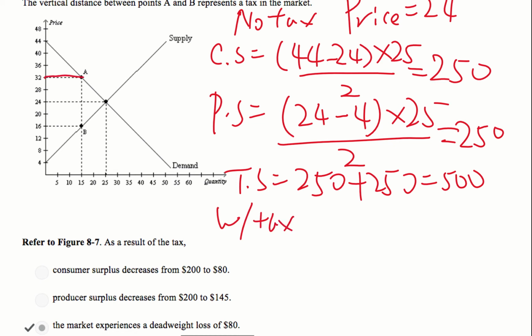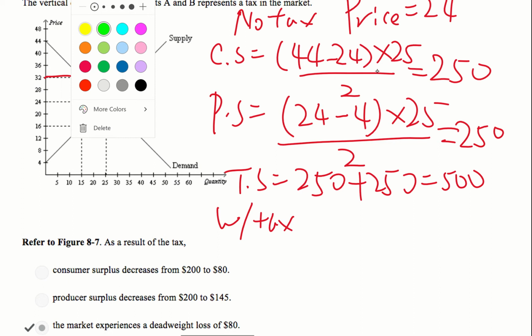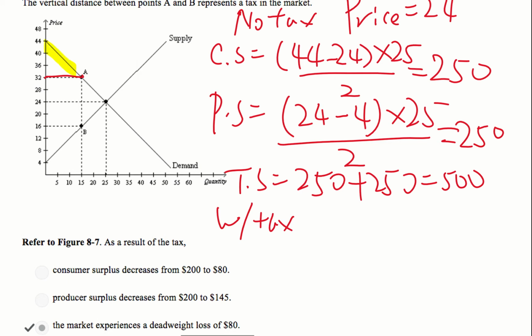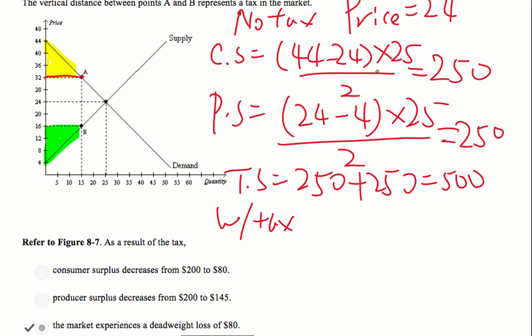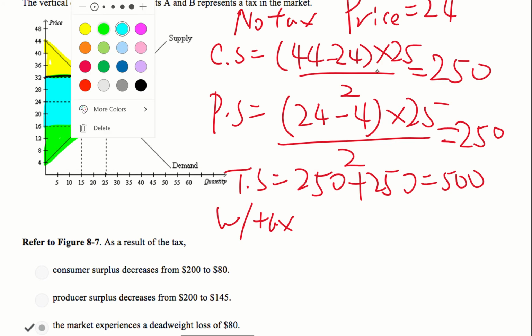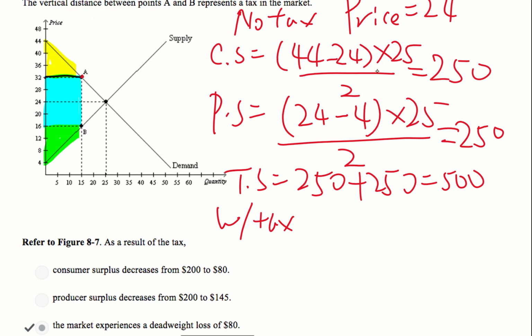buyer pays $32. So consumer surplus will be the little triangle on top. That's your consumer surplus, and then the producer surplus will be the little triangle at the bottom. And then your tax revenue will be this. This is your tax revenue, so this is given to the government. And then all three of these together, that is your total surplus. And then the little triangle at the end, that's called the deadweight loss because we don't have them anymore.